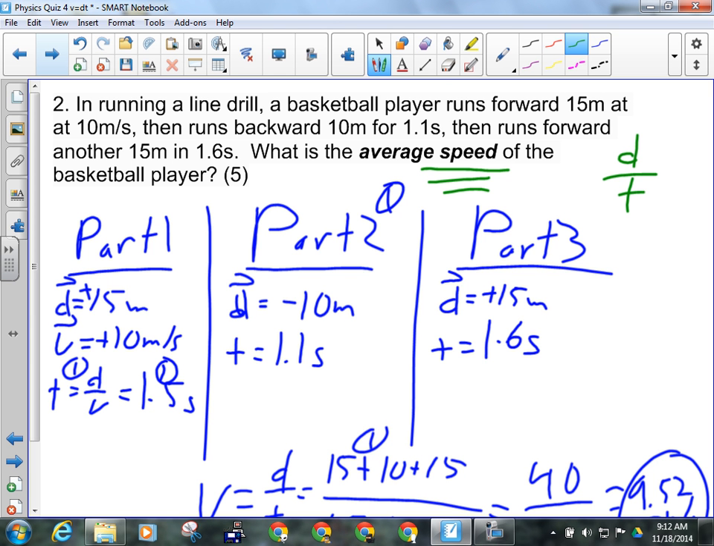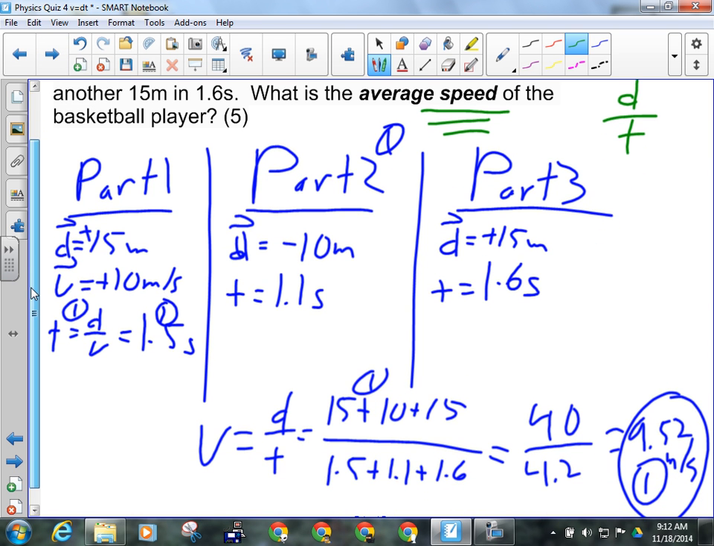Give them a mark if they have their givens written down. We were told how far they went in part 1 and what speed they ran at. In part 2, we were told how far they run and how long it took, and same thing in part 3. The next mark will be for manipulation of v equals d over t to get the time for part 1, because we weren't told that. So the manipulation is t equals d over v. Give them a mark for that. And it should come out to 1.5 seconds. Give them a mark for that.